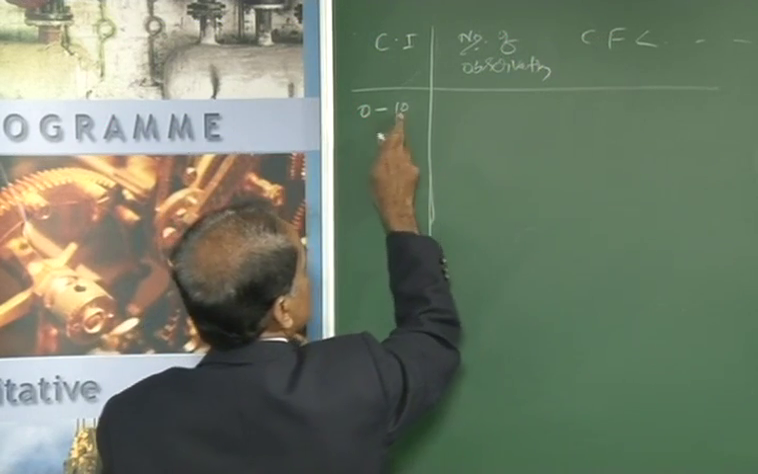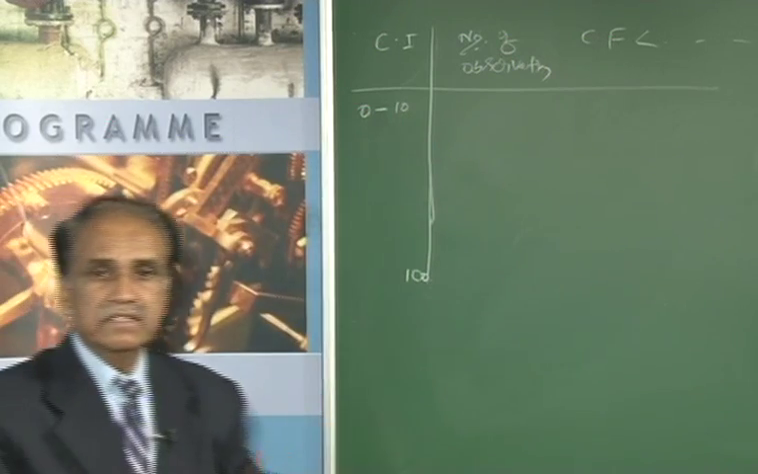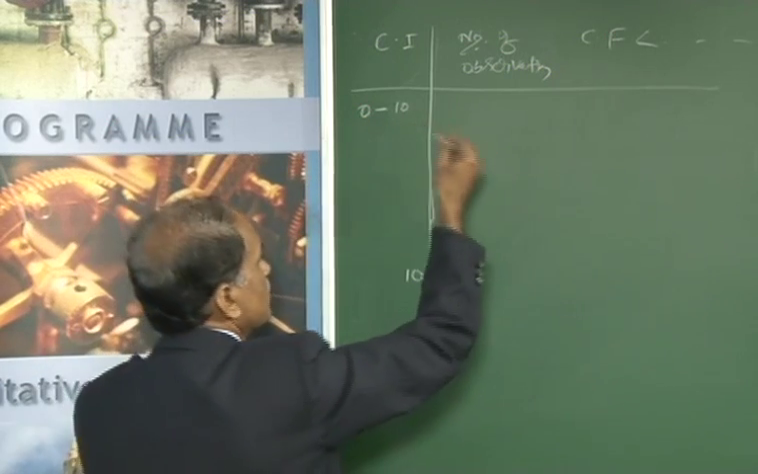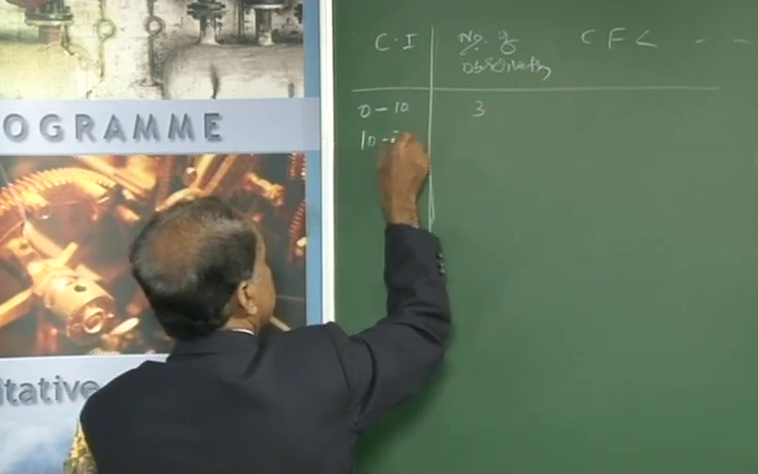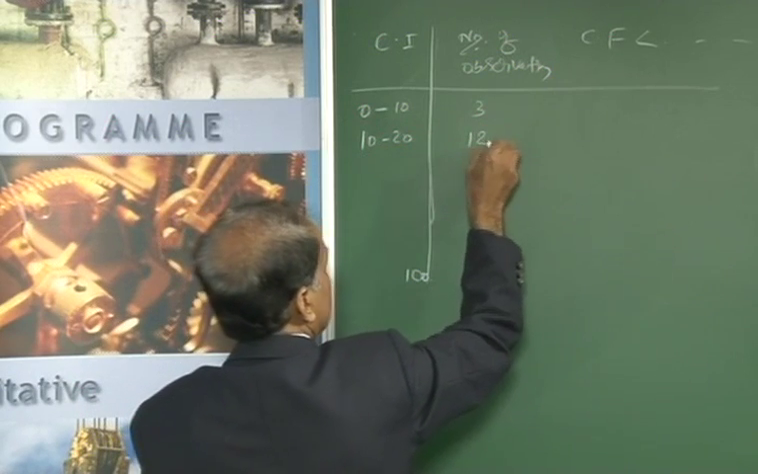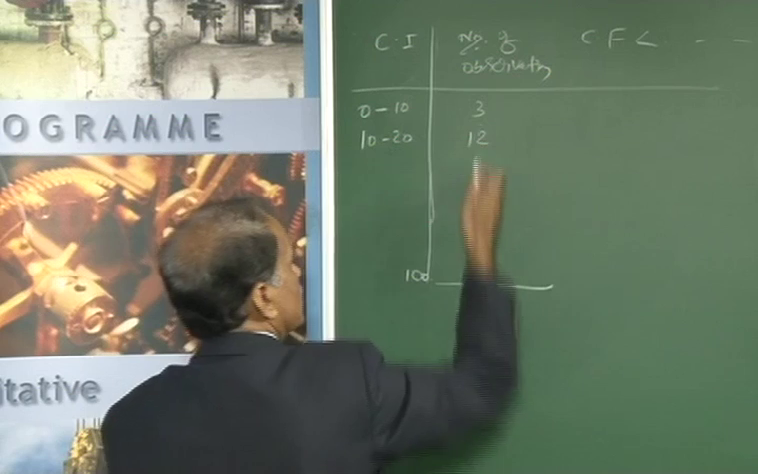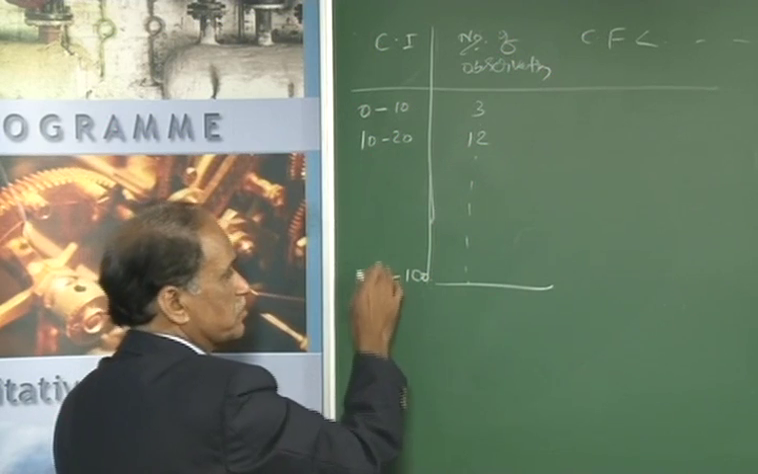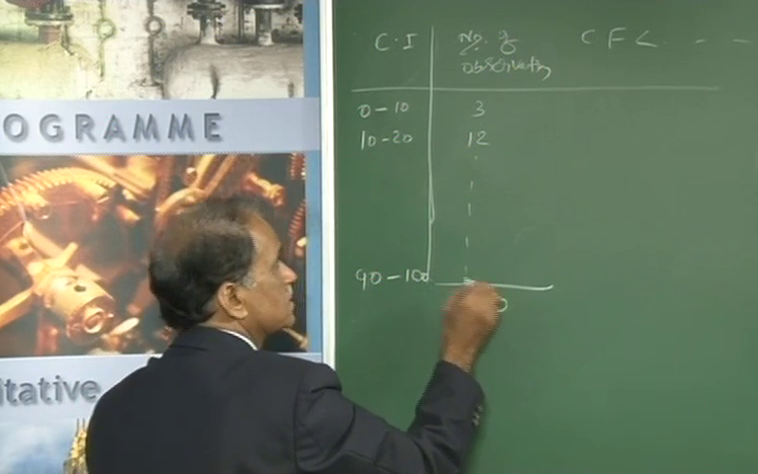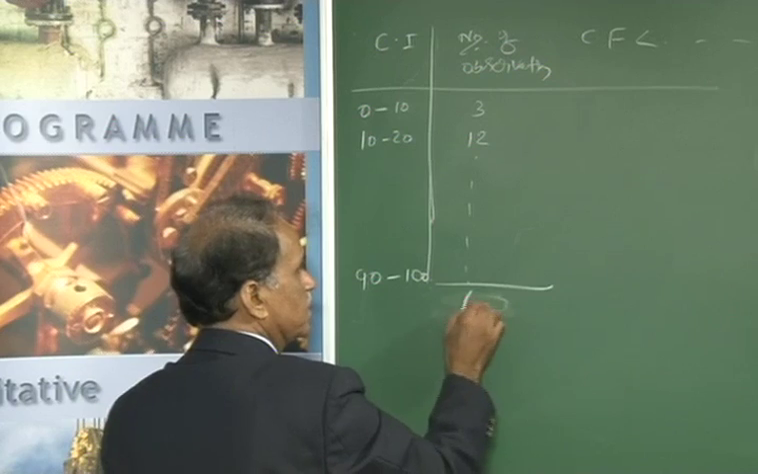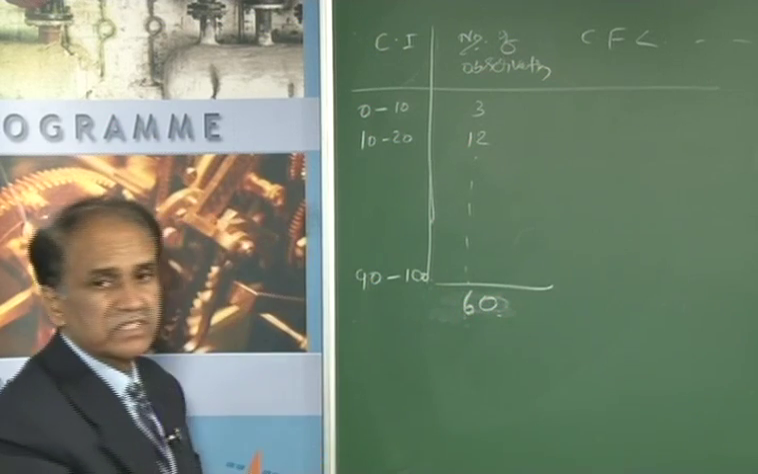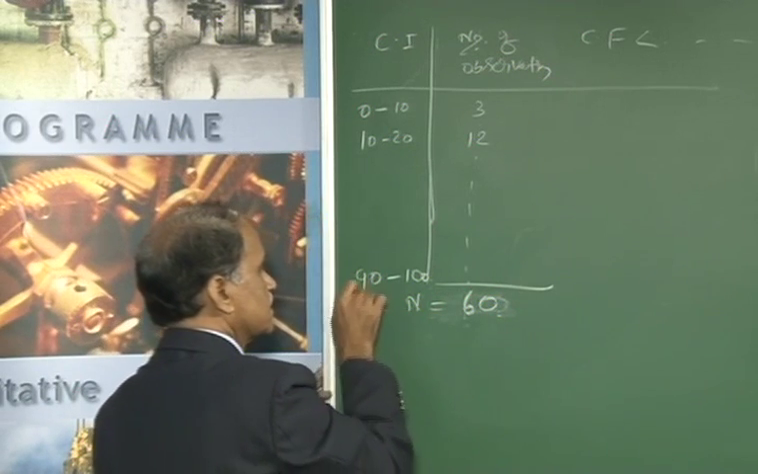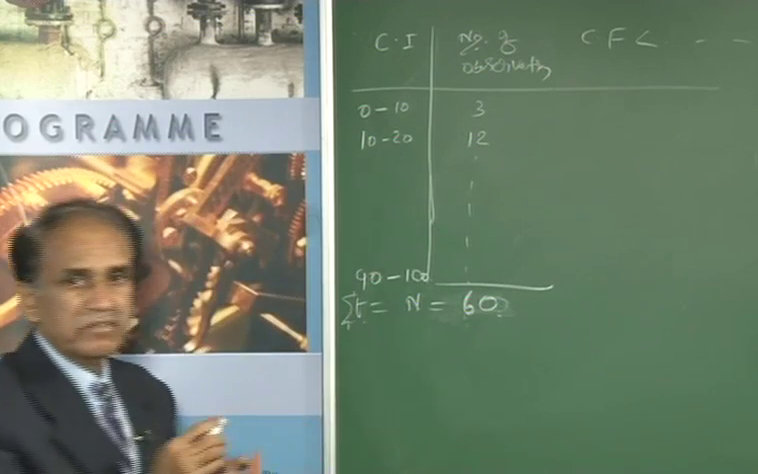Okay, 0 to 10 in a section of some strength of students, then how many students have scored between 0 to 10? For example, 3 students, then 10 to 20, 12 students, like that it goes. Then the observations you make go up to 90 to 100, distributed in between. You must get this total as 60 if the total strength of the section is 60. This I call capital N, otherwise it is called sigma F, meaning sum of the frequencies.